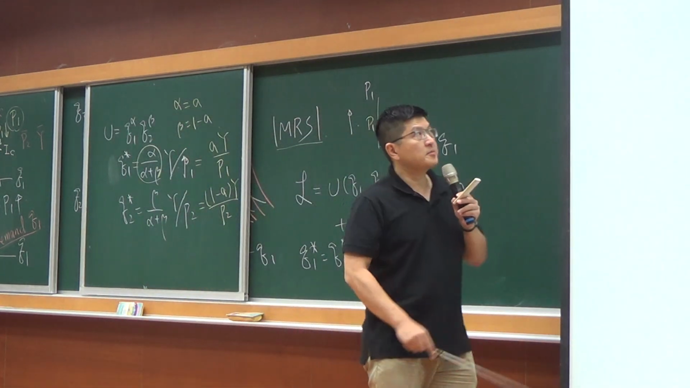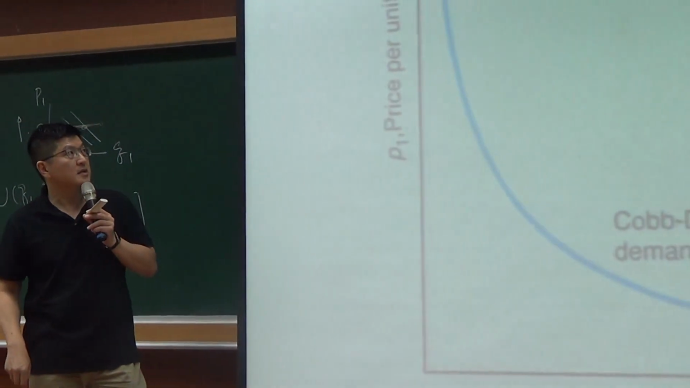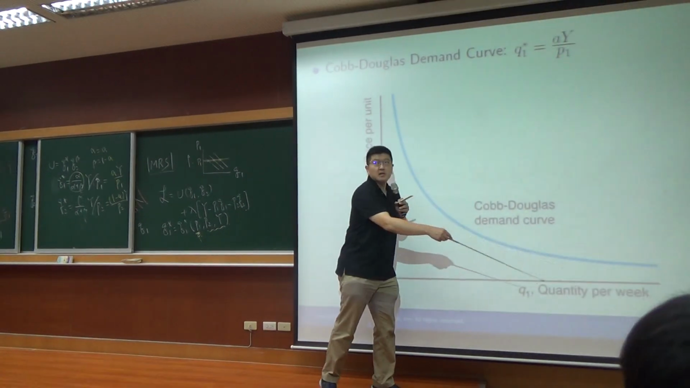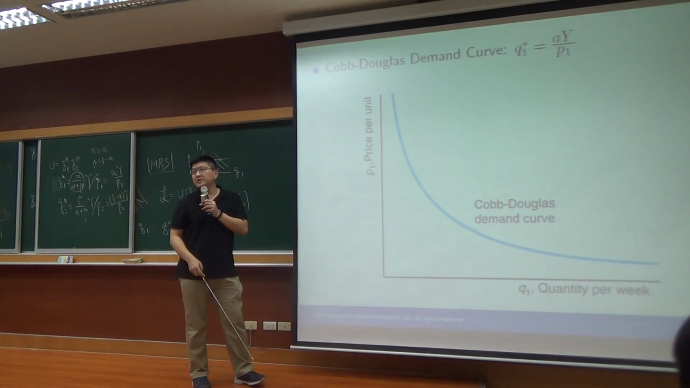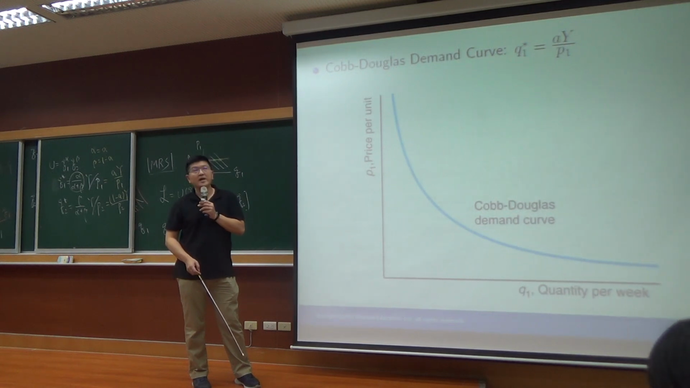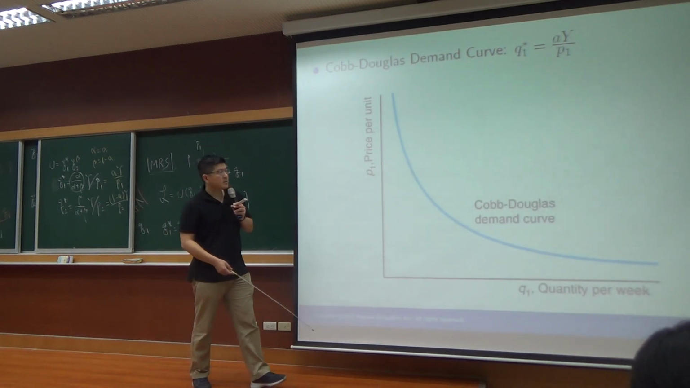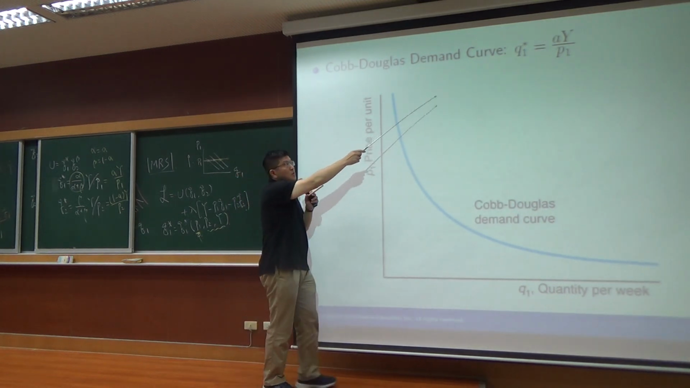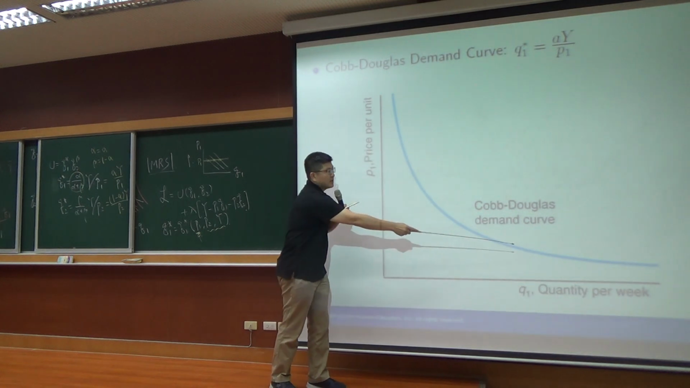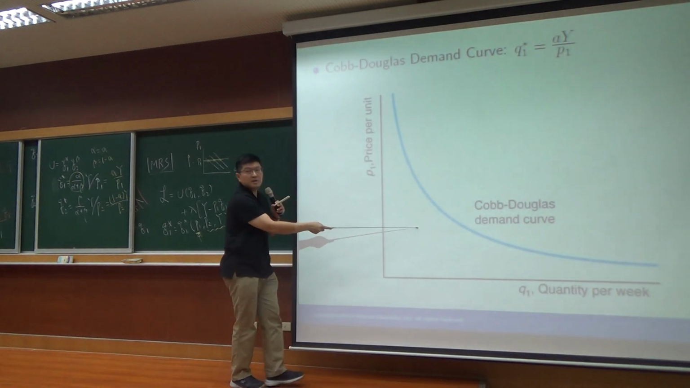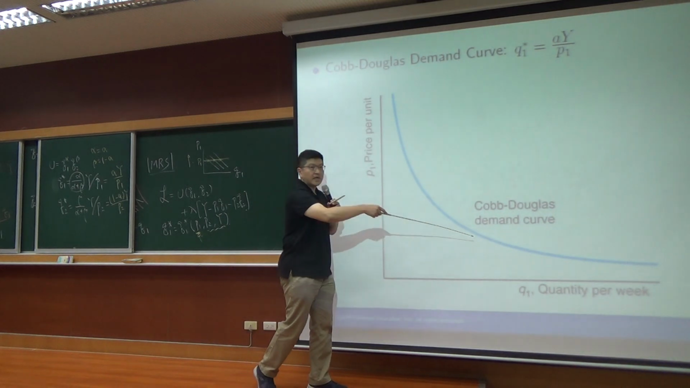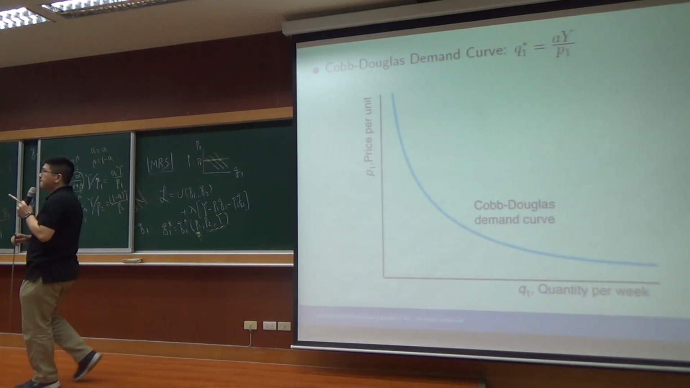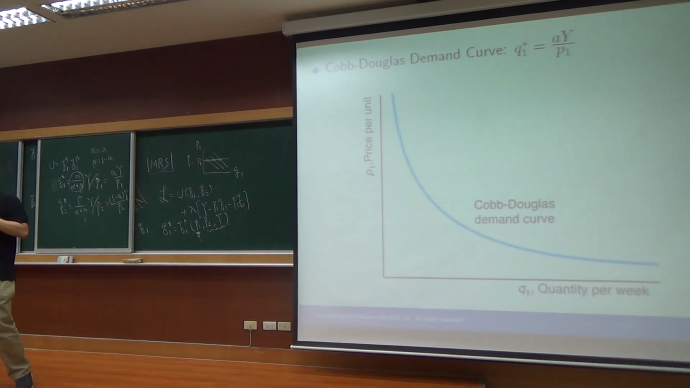So the Cobb-Douglas demand curve, Q1 star equals A Y over P1, would look like this. Okay? Given the value of A and Y, as P1 increases, Q1 would decrease, right? Q1 would decrease. So it's a negative or inverse relationship between P1 and Q1. Okay?